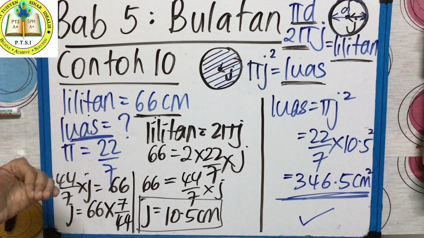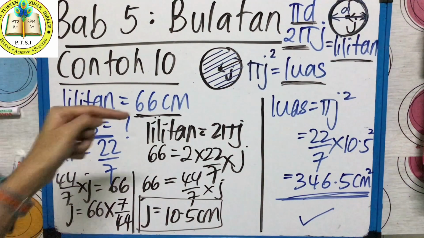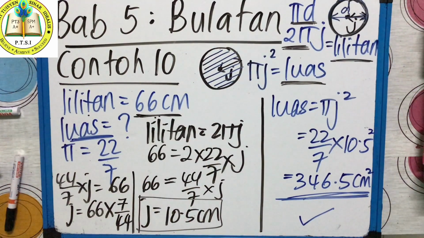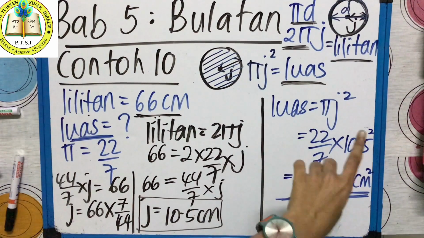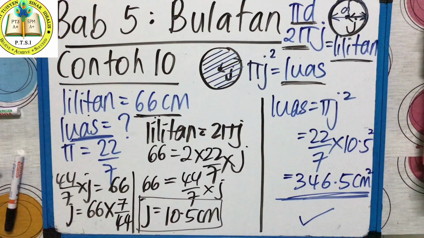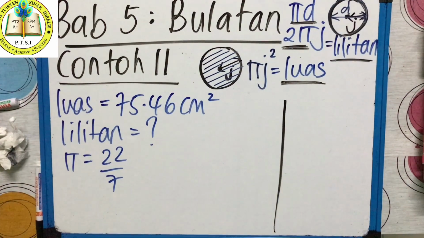Soalan tanya luas, tapi maklumat yang diberi lilitan. So with that lilitan, find jejari. After you get the jejari, use in the luas formula. Dan akhir sekali kamu dapat jawapan luas. Finish. So 346.5 cm square because area unit cm square. Done. Okay class, this is your last example, contoh 11.